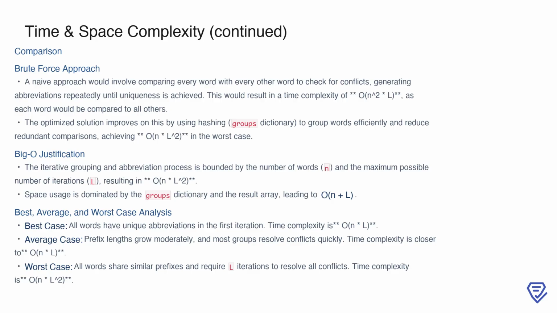In the average case, prefix lengths grow moderately, and conflicts are resolved efficiently, keeping the complexity closer to O(n * L). The worst case occurs when all words have highly similar prefixes, requiring L iterations to resolve conflicts, leading to O(n * L squared).